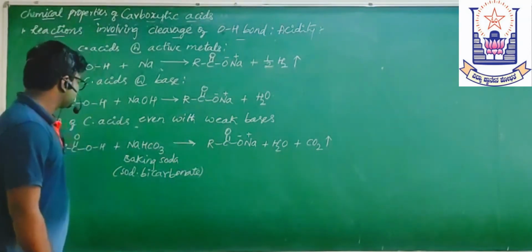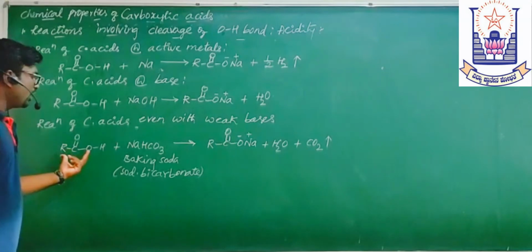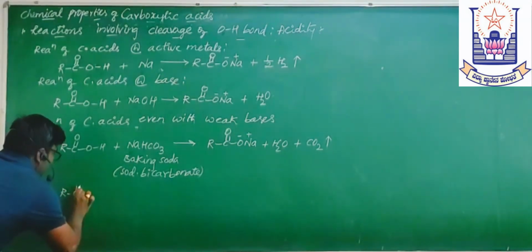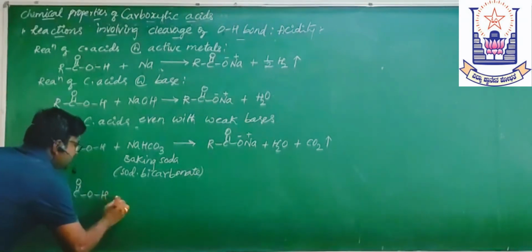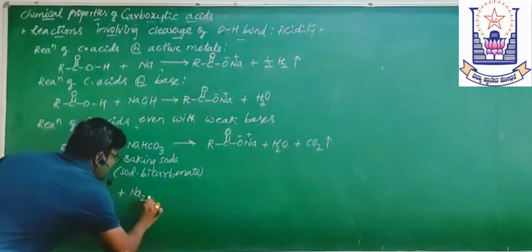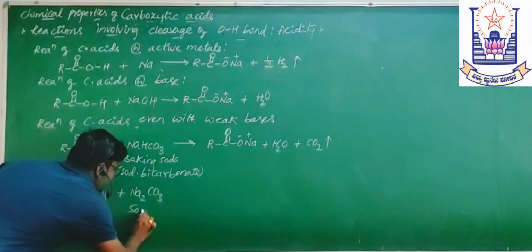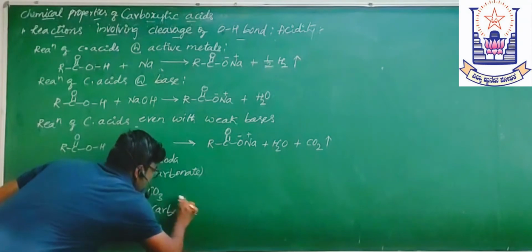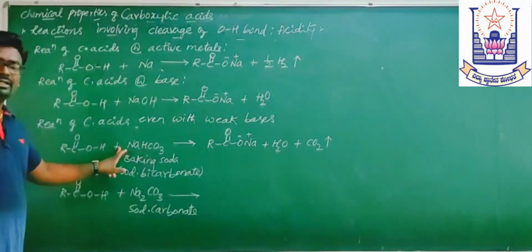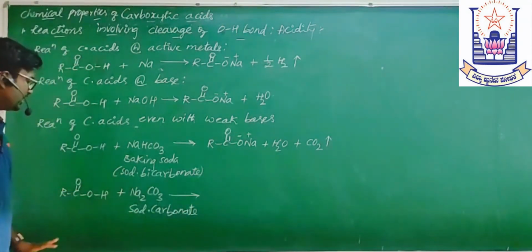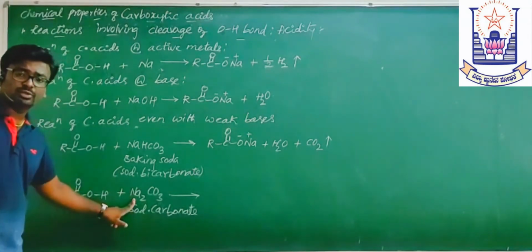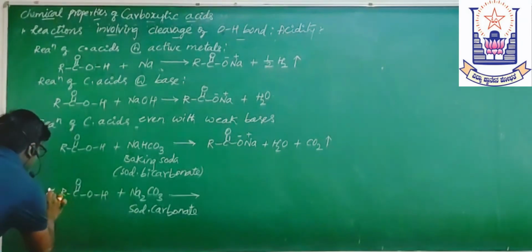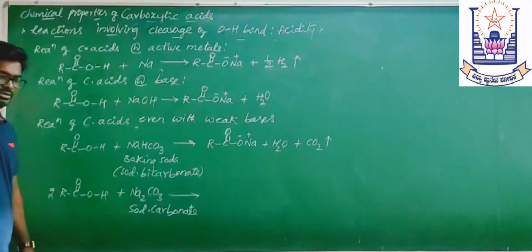Then, if carboxylic acid, RCOOH, is treated with sodium carbonate, sodium bicarbonate is different, sodium carbonate is different. What happens here? There are two sodium ions, so that requires 2 moles of the carboxylic acid.